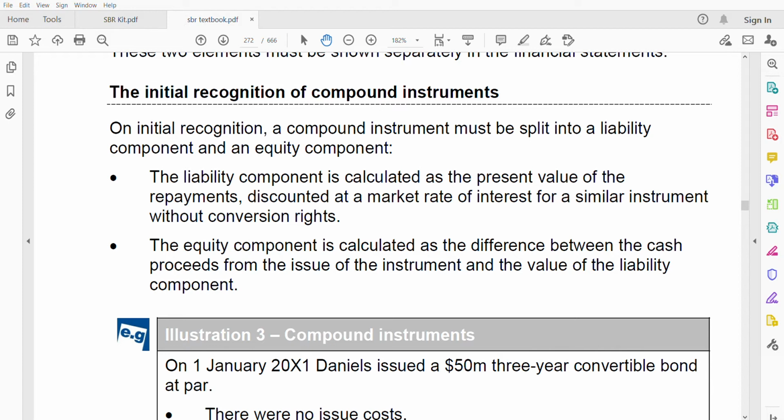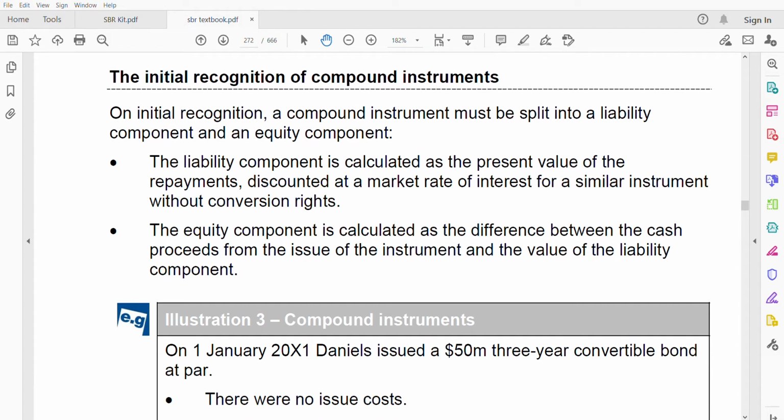If you have missed out the definition of compound instruments, or if you want to know a little bit more detail about compound instruments, you can check IAS 32. Under IAS 32 I've explained compound instruments. I'm not going to repeat it again, because I don't have so much time. So now let us go to the initial recognition of compound instruments.